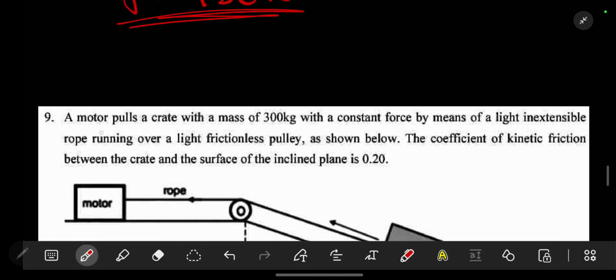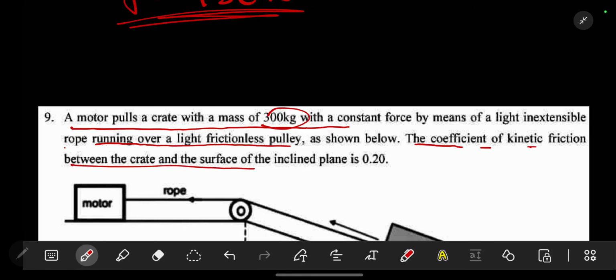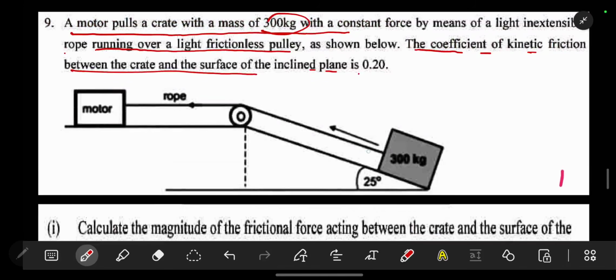Okay, so we have this other question. A motor pulls a crate with a mass of 300 kg with a constant force by means of a light inextensible rope, inextensible meaning it's not stretching, running over a light frictionless pulley as shown in the figure below. The coefficient of kinetic friction between the crate and the surface of the inclined plane is 0.2.